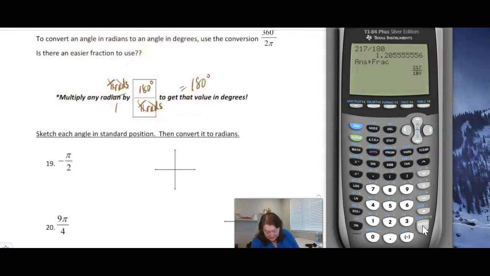So negative pi over 2. So again, I'm going to just draw another fraction. I'm going to make sure pi is here and 180 with the degree sign is on top of it. The pi's are going to cancel, and I'm really just doing negative 180 degrees over 2. That's negative 90 degrees.